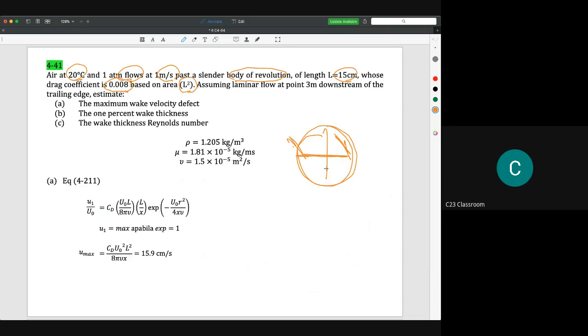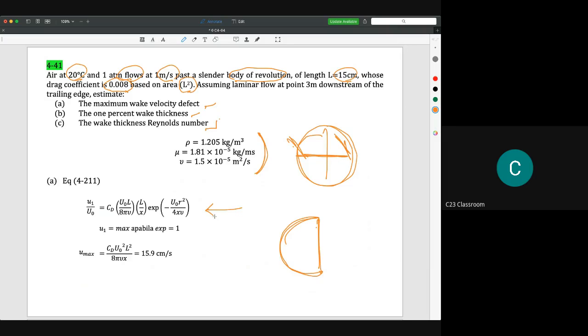So it is assumed that it might be a slender body like this one, I think. Then, assuming laminar flow at 0.3 meters downstream of the trailing edge, we estimate the maximum wake velocity defect, the 1% wake thickness, and also the wake thickness Reynolds number. Then this is the data, and this is the equation that we have.